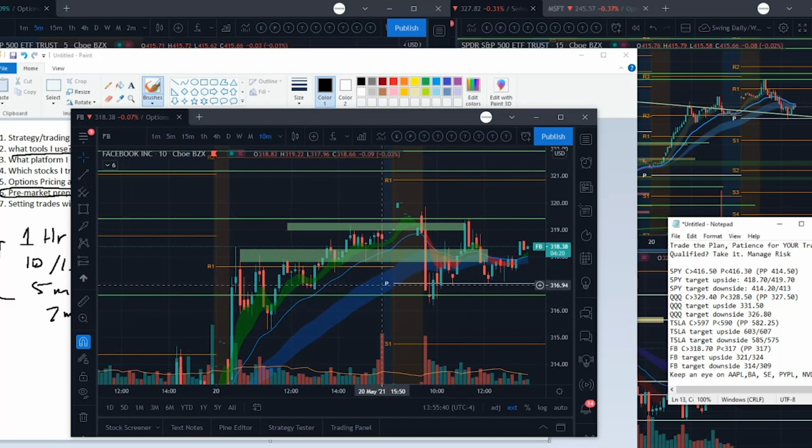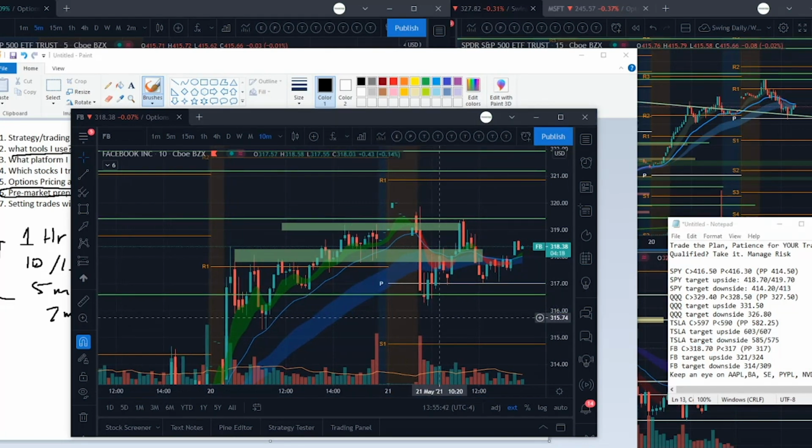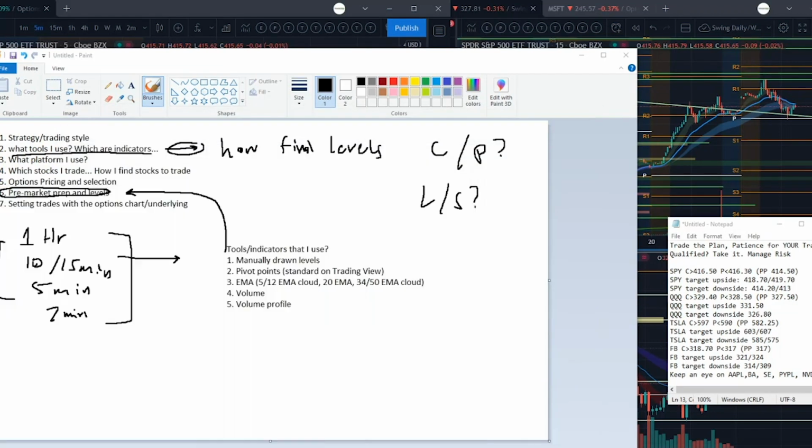So that's how we draw the levels and how we navigate throughout them before the market even opens, so we can get a good idea of what kind of trades we want to take, and so on and so forth. So that's how I select calls above or puts below a certain level with the tools that I use. So what platform do I use?